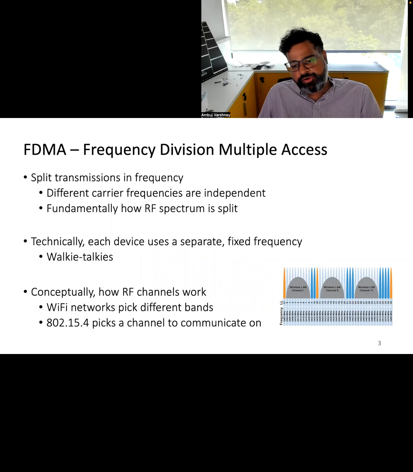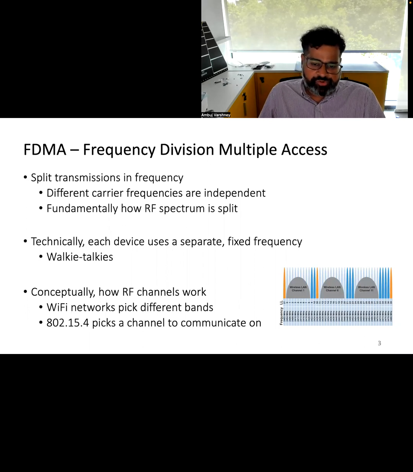So let's start by talking about a mechanism called FDMA, which stands for Frequency Division Multiple Access. As the name suggests, frequency division multiple access divides transmission into separate frequencies, and each device uses a fixed independent frequency for communication. The key is that if two devices don't communicate at the same frequency, they will not interfere with each other. This method is commonly seen, for example, in devices such as walkie-talkies, where a dedicated frequency is used for supporting uplink and downlink communication.